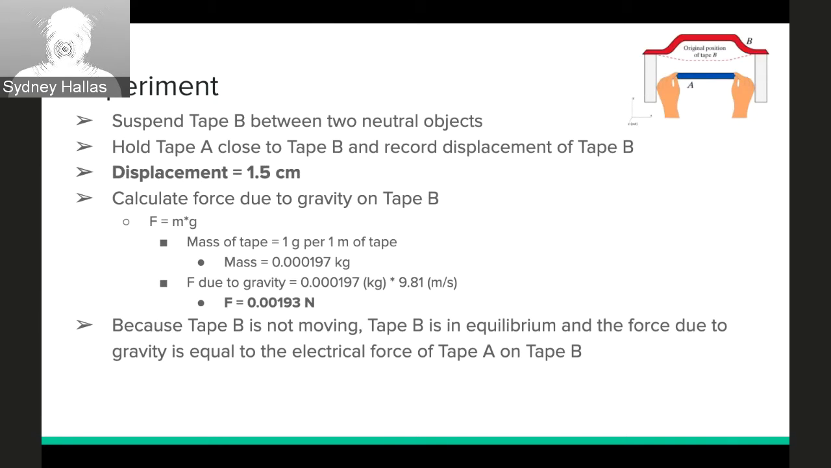I suspended tape B between two neutral objects and held tape A close to tape B in order to levitate tape B. The displacement of tape B was 1.5 centimeters. I calculated the force due to gravity on tape B, and ended up with 0.00193 newtons. Because tape B was not moving, tape B was in equilibrium, and the force due to gravity is equal to the electrical force of tape A on tape B.